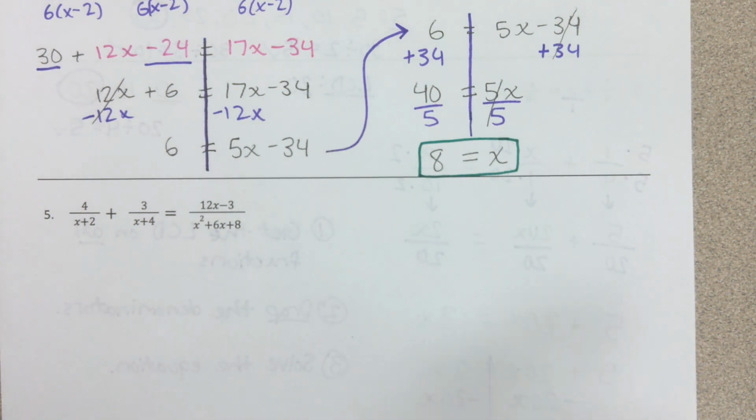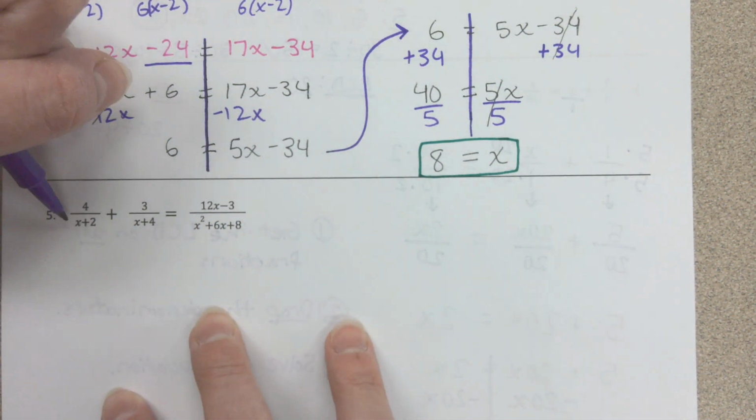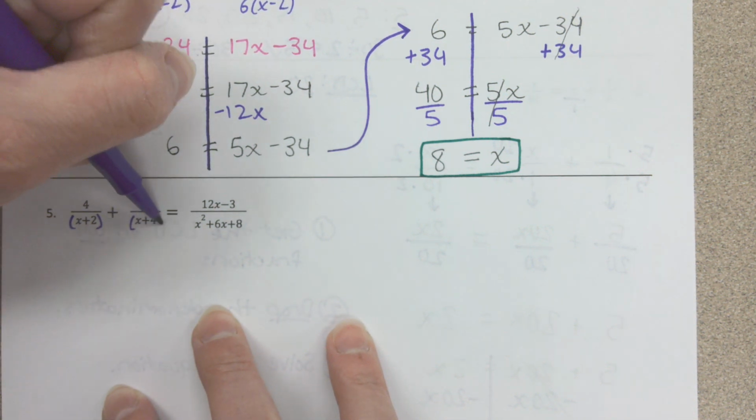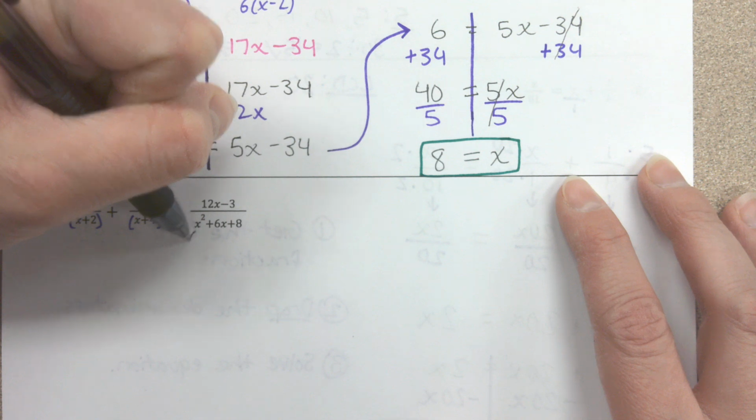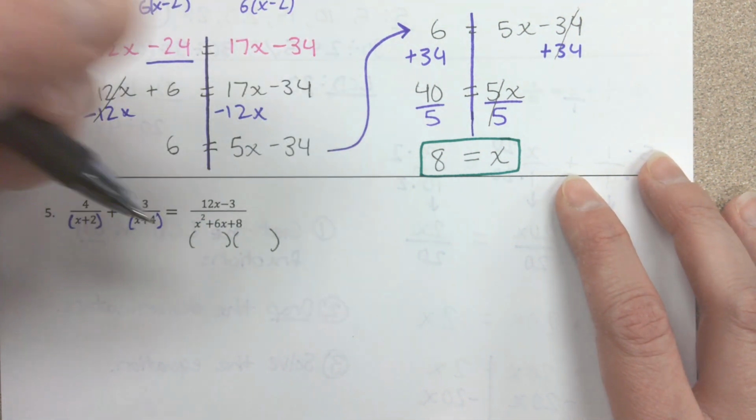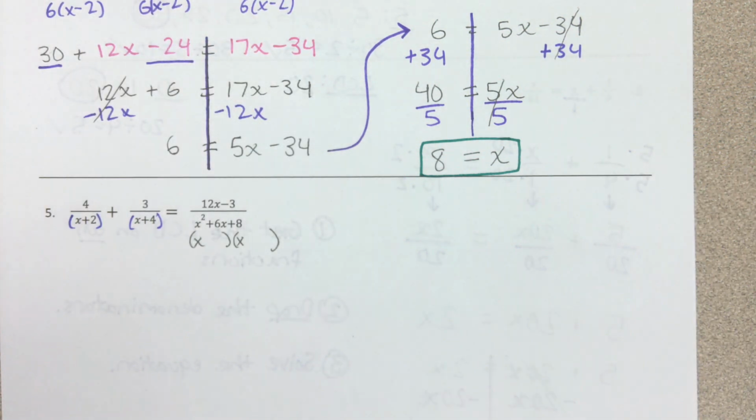Number 5, 4 over x plus 2, put those in parentheses, plus 3 over x plus 4 equals 12x minus 3 over x squared plus 6x plus 8. Let's pause. We need to factor that. It's a trinomial, no GCF. Here's kind of the nice thing about equations. In order to make them not too complicated, we have to set it up to where it's a bit of an easier type. So the factoring here is going to be easy. Without drawing the ACB chart, does anyone have a wild guess what these factors might be?